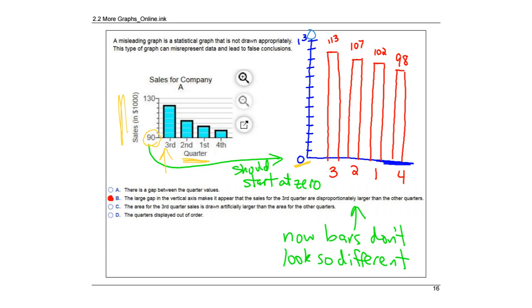Because in this graph, where the scale is not correct, it looks like the third quarter is way bigger than the rest of them. But look what happens over here with this graph when I go from 0 to 130. Now the bars don't look that different. And so quarter two doesn't look that much smaller than quarter three. And so the answer is that the large gap in the vertical axis makes it appear that the sales for the third quarter are disproportionately larger. Okay, so because the scale started at 90 and not at 0, where it should have started, it's giving a very different picture.